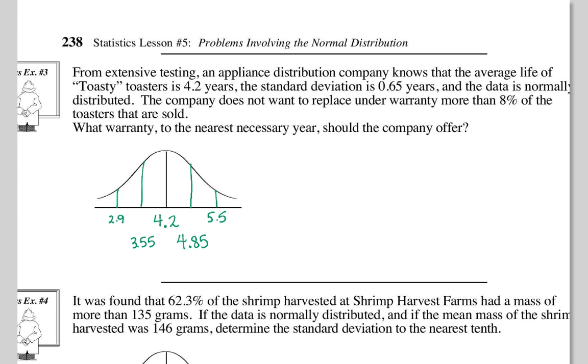So let's say my toaster only lasted 3 years. Am I below or above the average? So I'd be somewhere over here. What if my toaster lasted like 7 years? I'd be way over here, right? My toaster's better than every other toaster. Mine lasted for 7 years. Anyways, let's take a look at what the company wants.